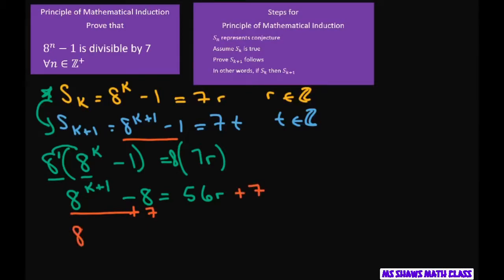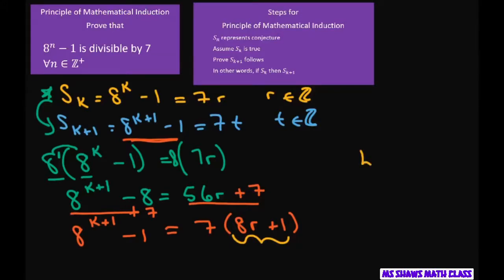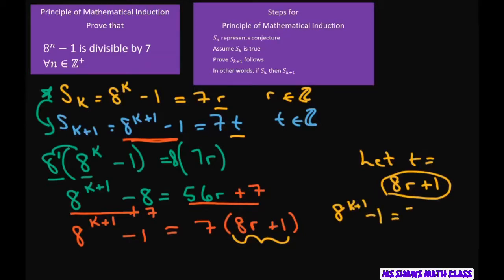And I'm going to get 8 to the k plus 1 minus 1, which is our goal, equals, and what I'm going to do here is factor out a 7. So if I factor out a 7, I'm going to get 8r plus 1. So from here, what I'm going to do is let this be t, because I want it to look like this line. So I'm going to let t equal 8r plus 1. That's why we have different symbols here, different variables there. So now I can rewrite this as 8 to the k plus 1 minus 1 equals 7t. And we finally matched it up.